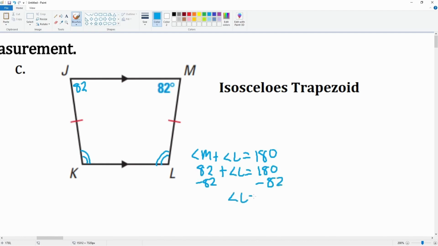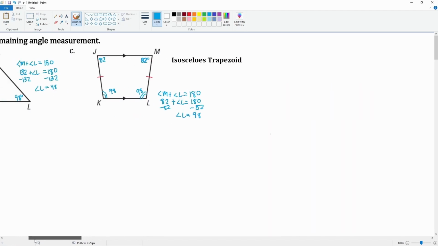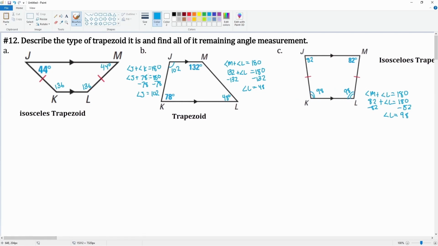Minus 82 from both sides, you get angle L is equal to 180 minus 82, that gets you 98. This is 98, making this also 98. All right, so there you go. That is interesting. B is the only one that's a little bit off, but everything else is a good isosceles trapezoid.